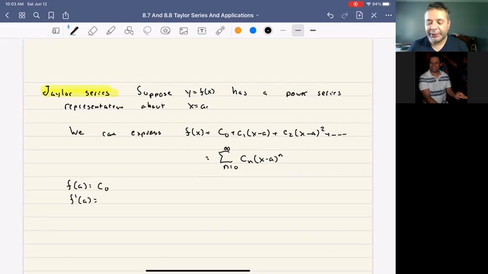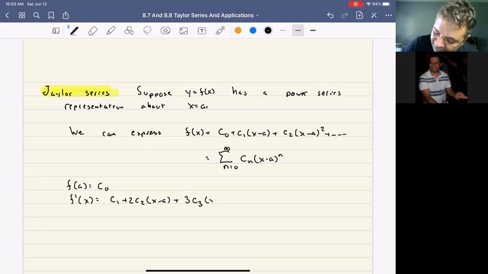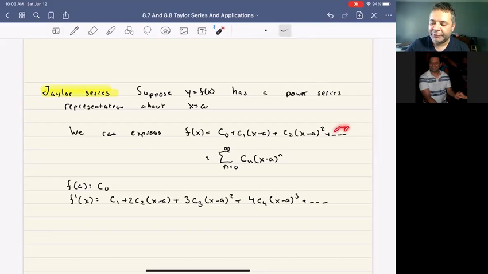We could even take f prime of a. Okay, because f prime, let me do f prime of x first. F prime of x, well, we can do the derivative term by term, is c1 plus 2c2 (x minus a) plus 3c3 (x minus a) squared. Let's do one more. 4c4 (x minus a) cubed, so on and so forth. All I'm doing is taking the derivative of the terms that I haven't written but are there.